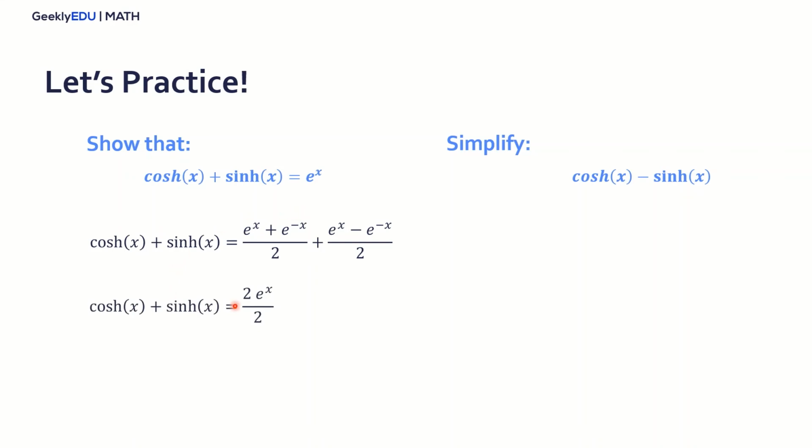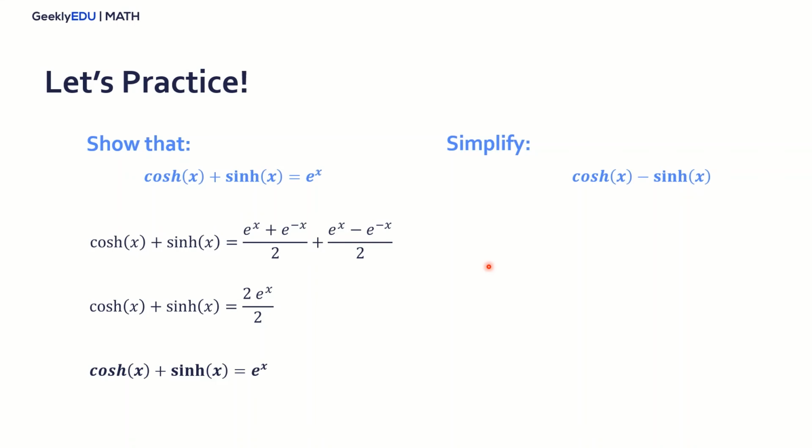And we have that the hyperbolic cosine of x plus the hyperbolic sine of x is 2e to the x over 2. Of course, we simplify, we cancel out this 2, and we have that the hyperbolic cosine of x plus the hyperbolic sine of x equals e to the x.